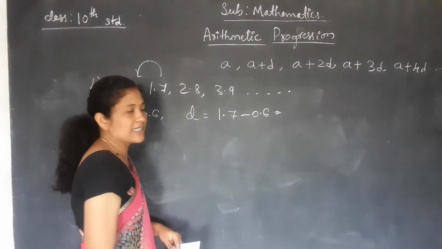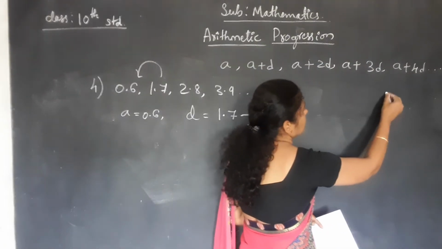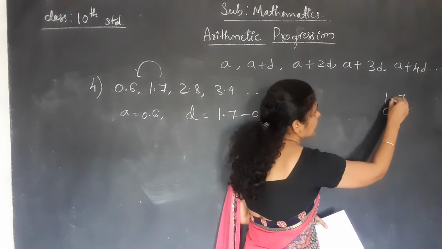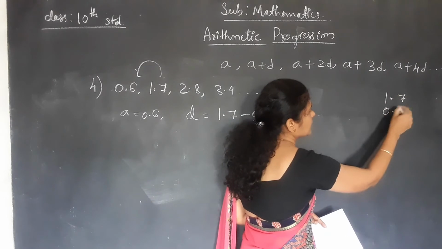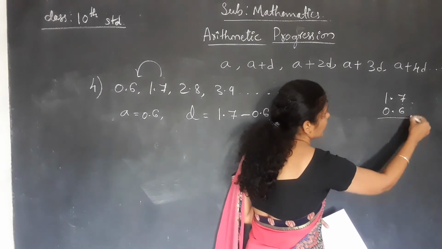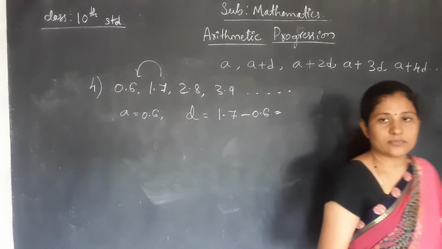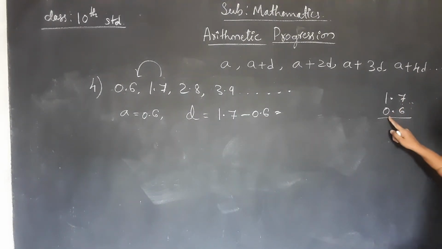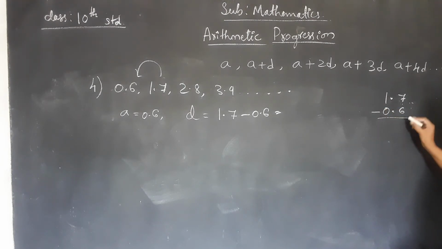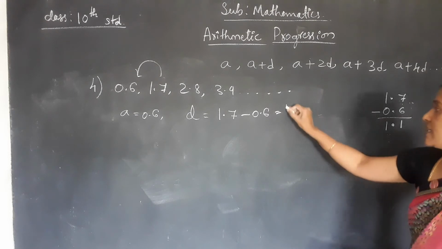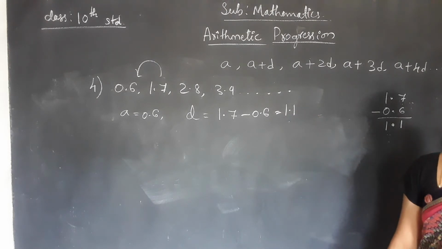See, when you are having decimals and you are adding or subtracting, you have to write like this: decimal point exactly below each other, and the corresponding digits, then it will become very simple to solve. So 1.7 minus 0.6. 7 minus 6 is 1. The decimal point you have to write as it is. 1 minus 0 is 1. So your answer is 1.1. This is the common difference.